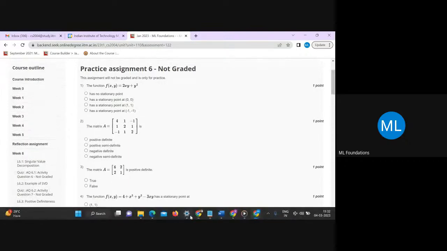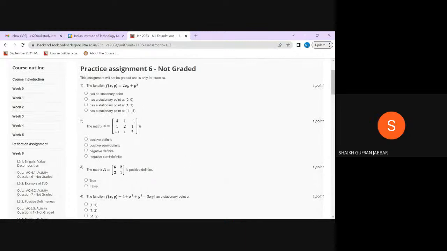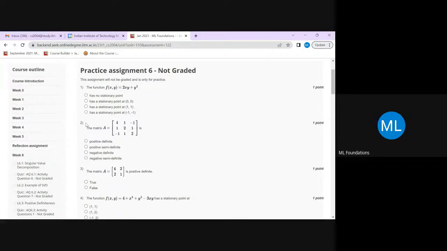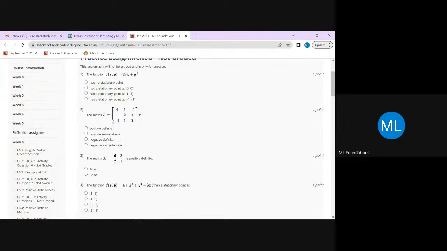Okay, just take 2 minutes and calculate this question. You'll be getting 0, 0. Okay, so do the second question, the matrix, and tell me whether this matrix is positive definite or not. If you don't get it, I'll solve this problem. I'm giving you 2 minutes to solve this, otherwise I'll solve it.